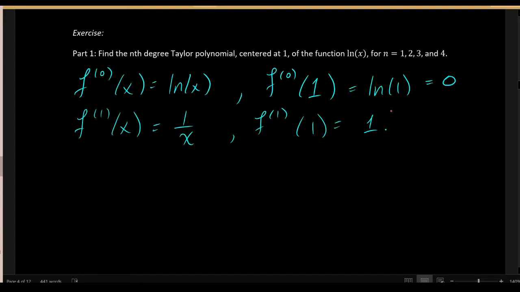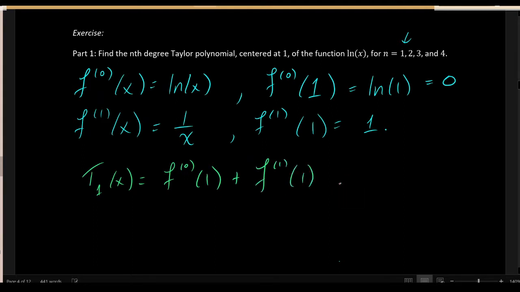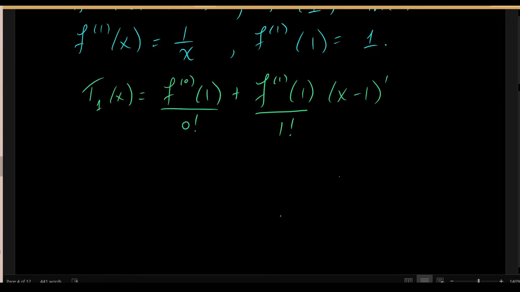At this moment, we have all the ingredients that we need to fill in the blanks of the first degree Taylor polynomial. The first degree Taylor polynomial, centered at 1, is equal to the 0th derivative, the output of the original function with 1 plugged in, plus the first derivative with 1 plugged in, times x minus the center. We can include the 0 factorial and the 1 factorial if we like, but since those quantities are equal to 1, they won't have an effect on the value of the formula.